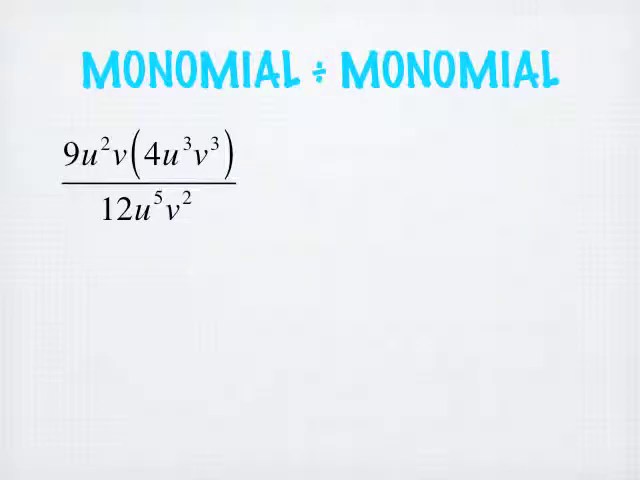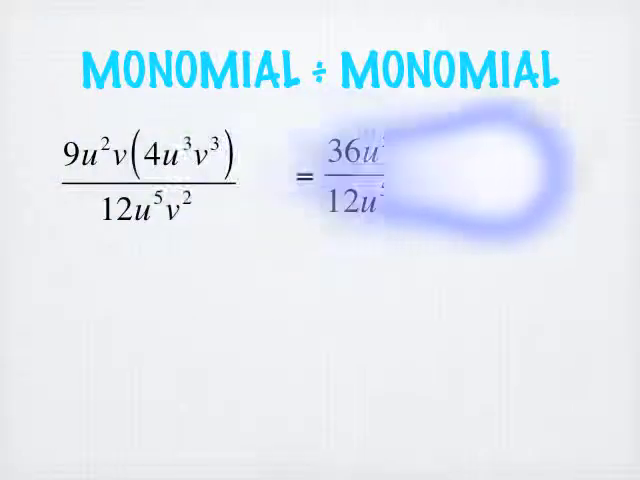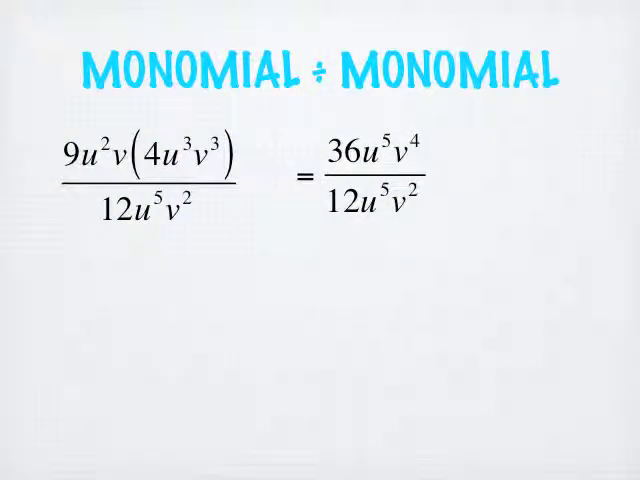So if we have a monomial divided by a monomial, first of all, you can tell how many terms there are by looking at how many plus and minus signs there are dividing the terms. So here we don't have any plus and minus signs, so even though it's kind of long and gross looking, it's still just one term over one term. So let's simplify the top first. 9 times 4 would be 36. u squared times u cubed would give me u to the fifth. And then v times v cubed, I have 1 v and 3 v's, so altogether I have 4 v's.